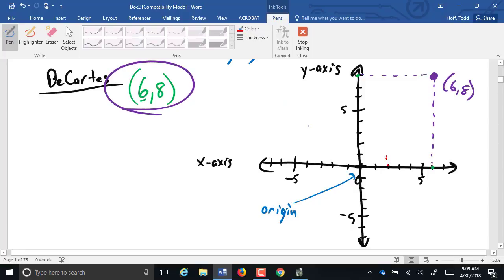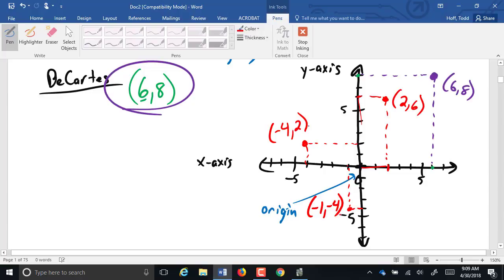So I might put a point like that. What would the coordinate of that point be? 2, 6, right? 2 down here, 6 up here. It's always this axis first and then this axis. We're naming the points. So we might have this point here. What would that one be called? -4, 2. Perfect. How about this one? Perfect. -1, -4. Good. So we can plot those points.